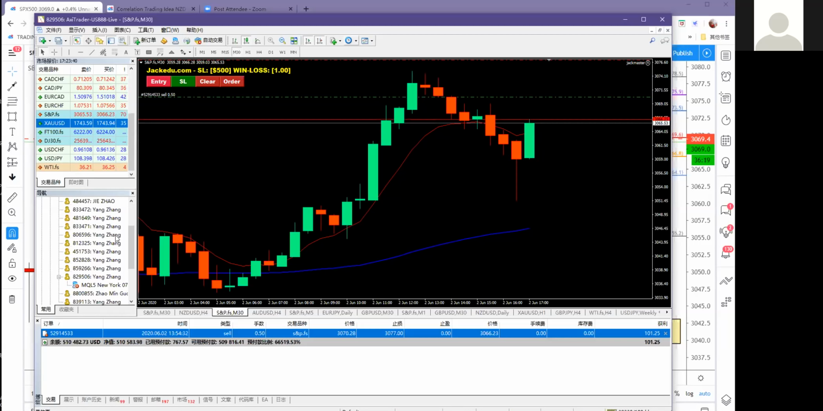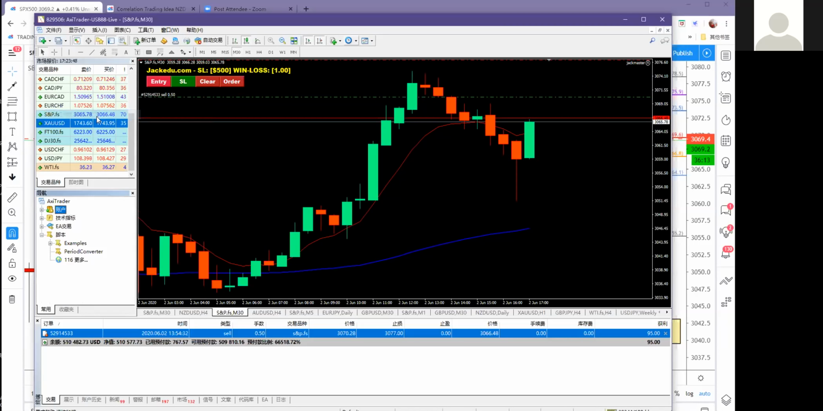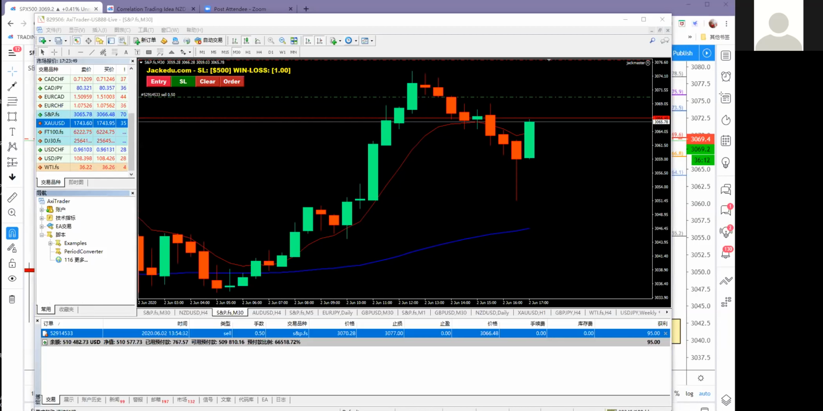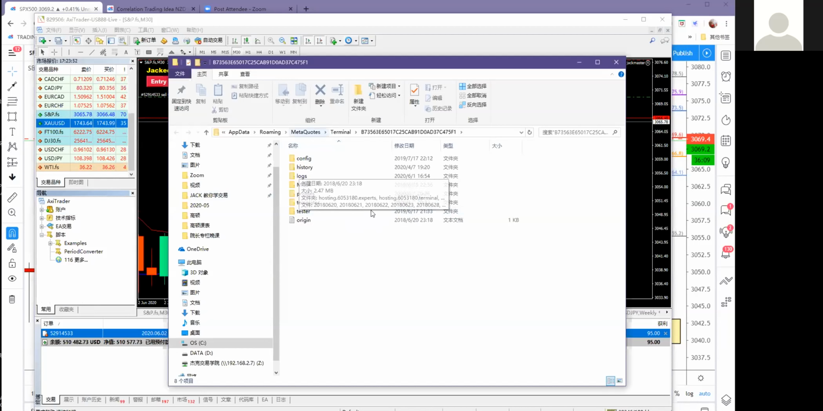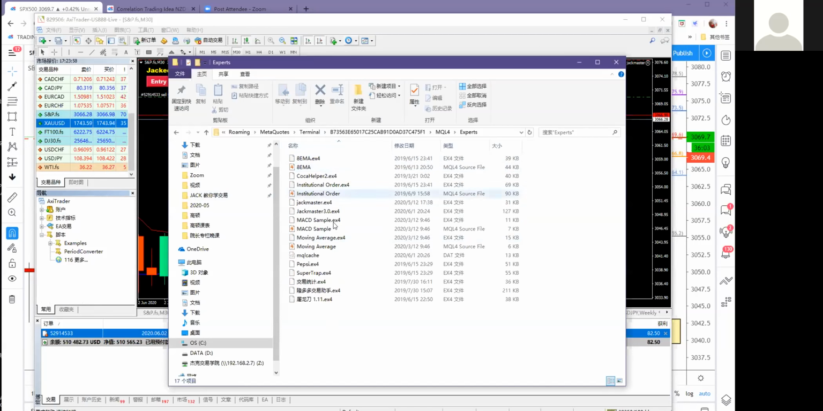Okay, step 1. Let me just show you. Click File and open data folder. And then you see some data folders like this. You go for MQL4, go for Experts. You copy the Jackmaster.ex4, copy it here. If you don't have this file, you can go to my Google Drive to download it.